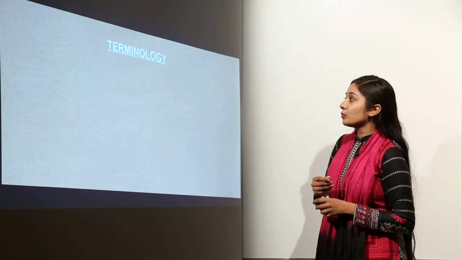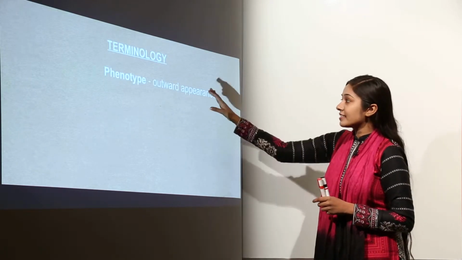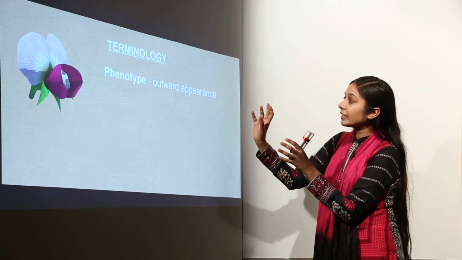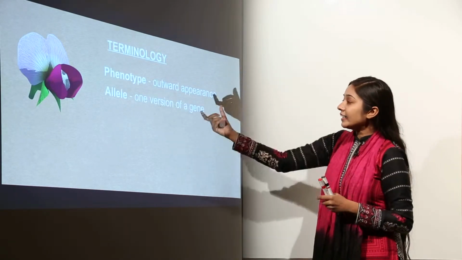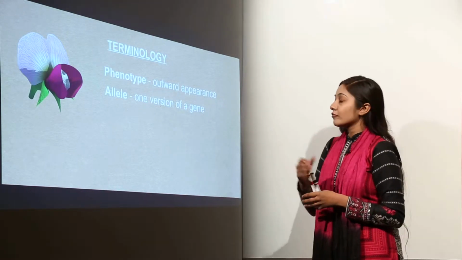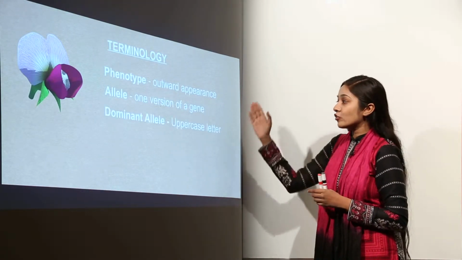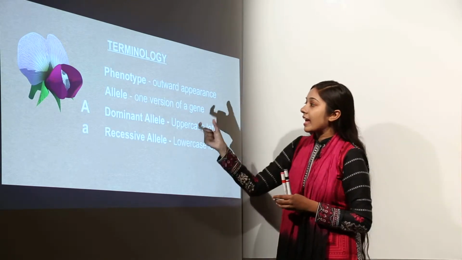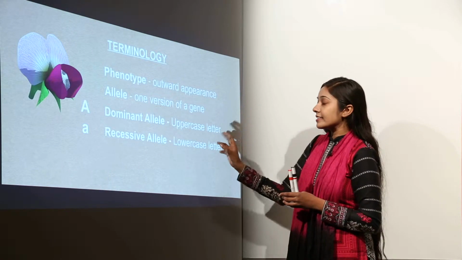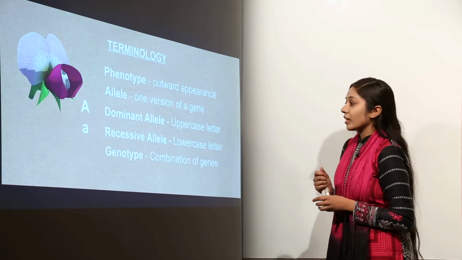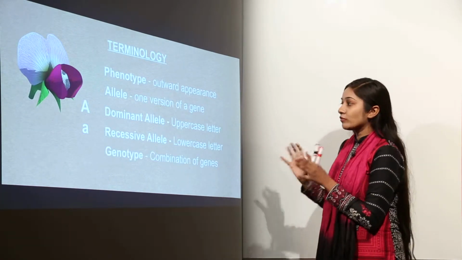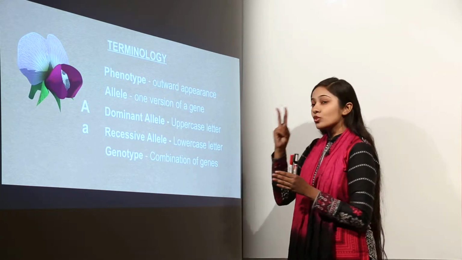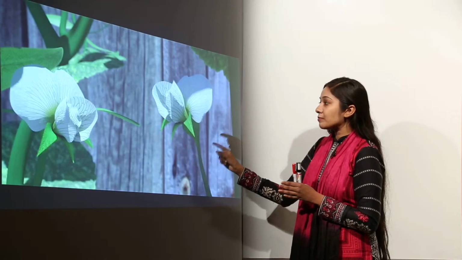When we talk about the word phenotype, it means the outward appearance. For example, the flower is purple in color, so the phenotype is purple color. Allele is one version of a gene. We have two types of alleles: dominant alleles and recessive alleles. Dominant is written as a capital, uppercase letter, and recessive as a small, lowercase letter. And genotype is a combination of genes, meaning you have to write both of them, capital A and small a, because we have two copies of each gene, so genotype is the copies.